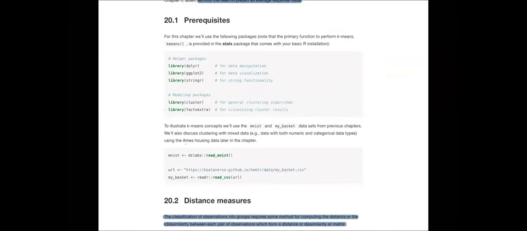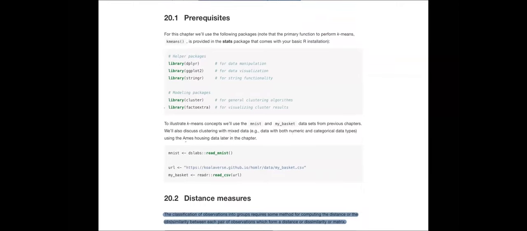So this is the prerequisite. These are the packages we're going to use. Especially factoextra is a good package for visualizing the cluster results, and we're going to dive into that later in this section. We're also going to use the MNIST numbers data set, a basket data set, and also the Ames housing data for the clustering analysis.